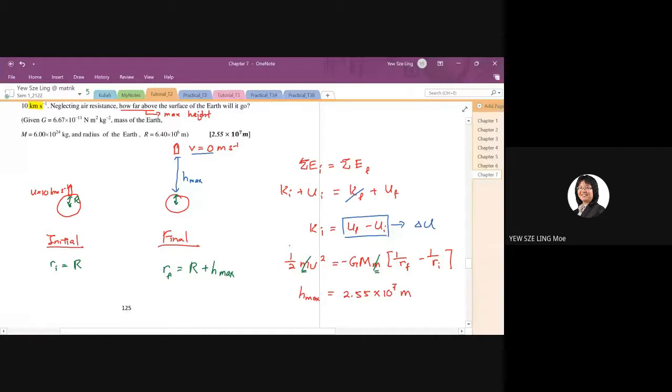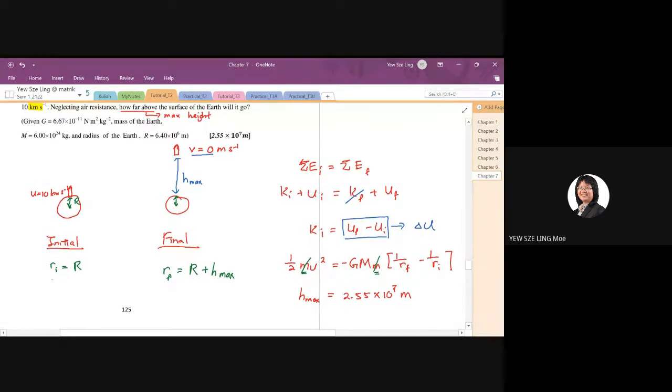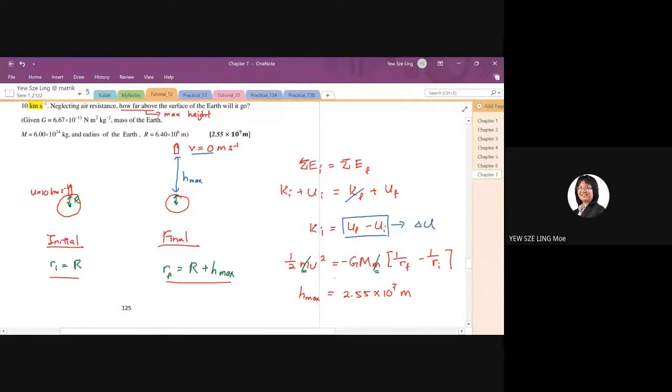Even though this topic is called gravitation, you need the concept from chapter 5 in order to solve it. It's now 17 past 2, I give you until 20 past 2 to write down the answer. Try to calculate it and also sketch the diagram. Make sure you understand why r final is equal to R plus H max, and how to obtain the H max. So 3 minutes from now, try to solve it. If you cannot get an answer, then let me know.